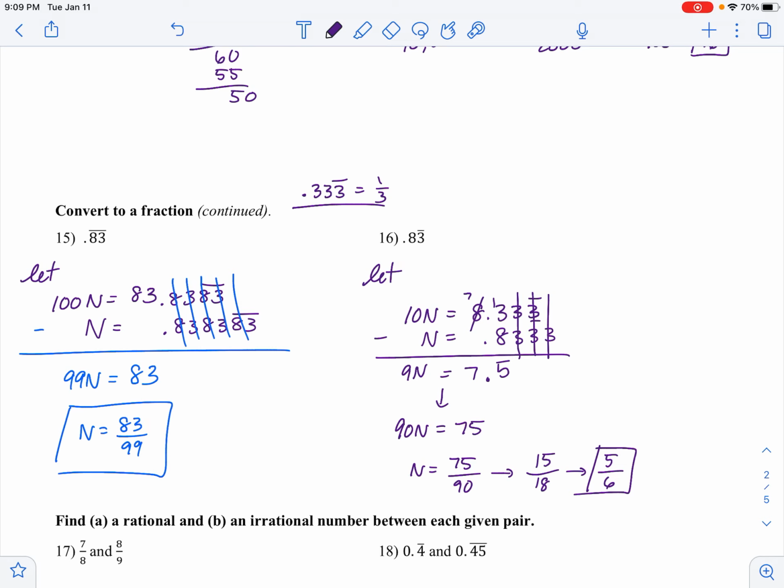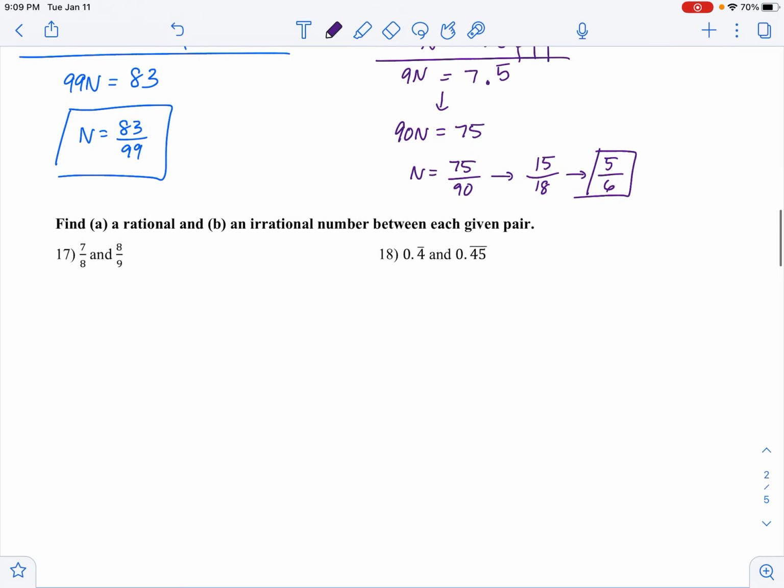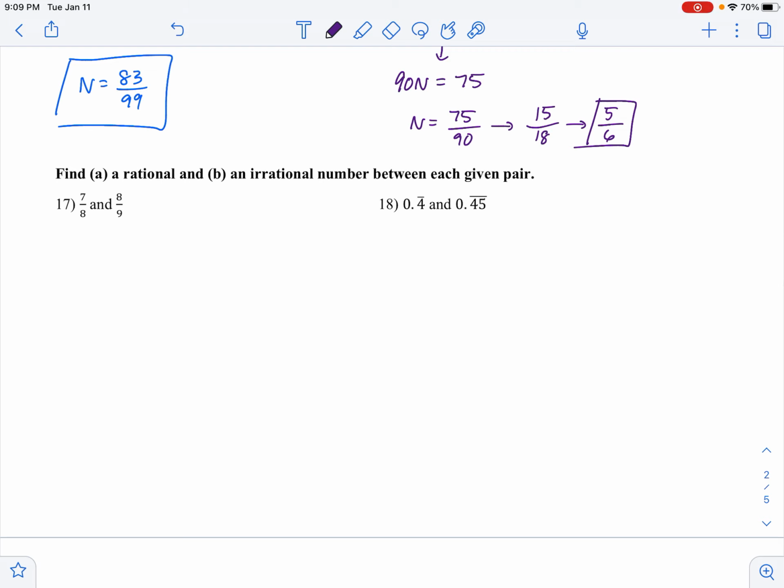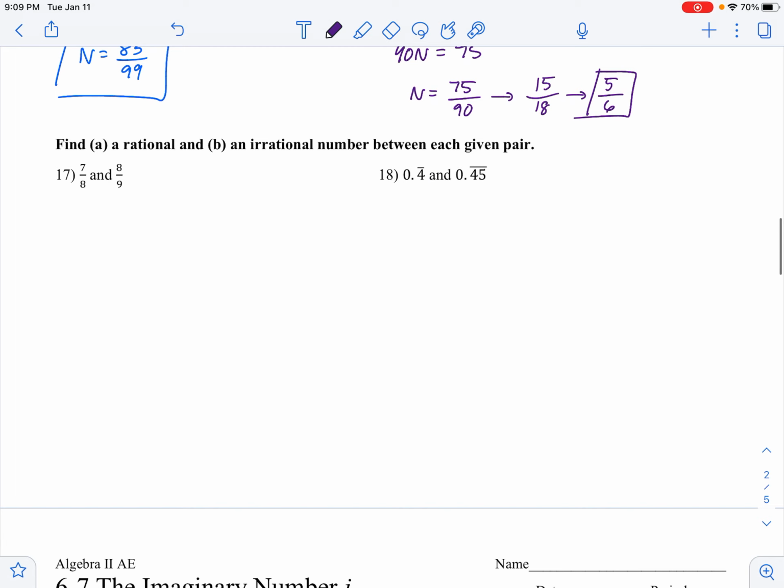Last question, find a rational and an irrational number between each given pair. We're just going to do these really quickly. For a rational number, one of the ways that you could do this that's really nice is to find the average. Add them up and divide by 2. So for rational, I will add 7/8 and 8/9 up, and then I will divide by 2. And this is a little bit of work. I think I maybe could convert both of them into decimals, but honestly, it's probably the same amount of work.